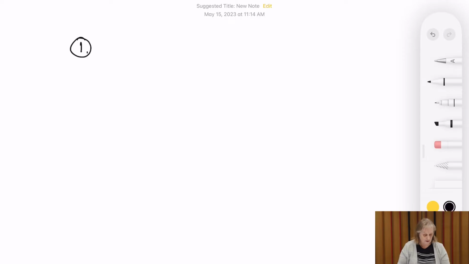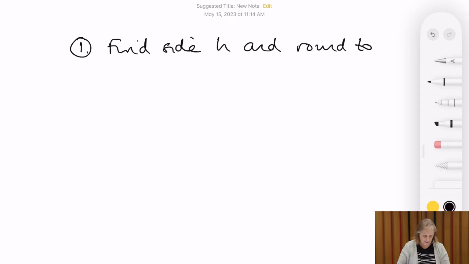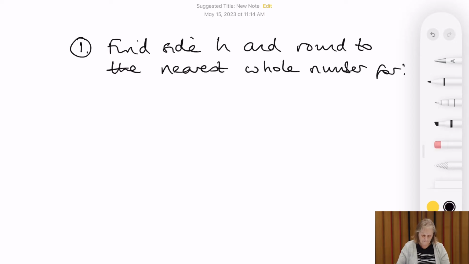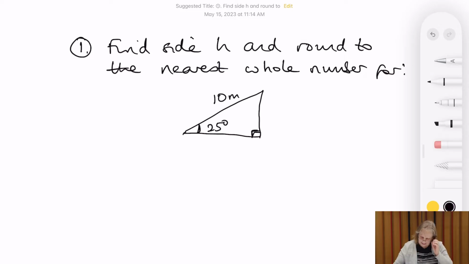So question 1, we're going to find side h and round to the nearest whole number for this triangle here. So we're given this right triangle as indicated here, and we're given that this angle is 25 degrees and the hypotenuse is 10 meters, and then we want to find this height h here.